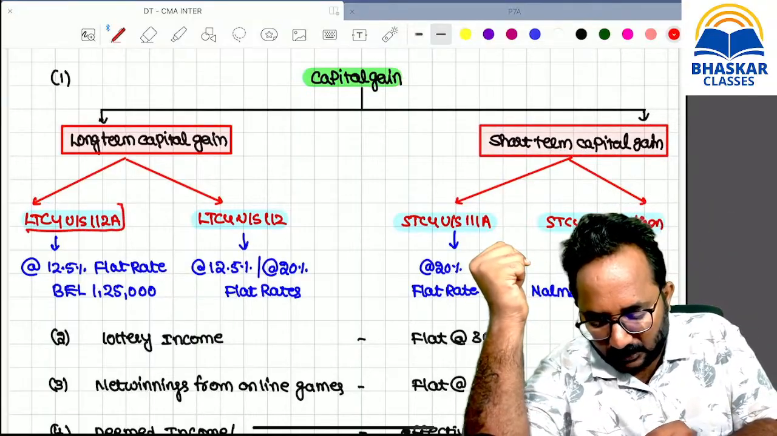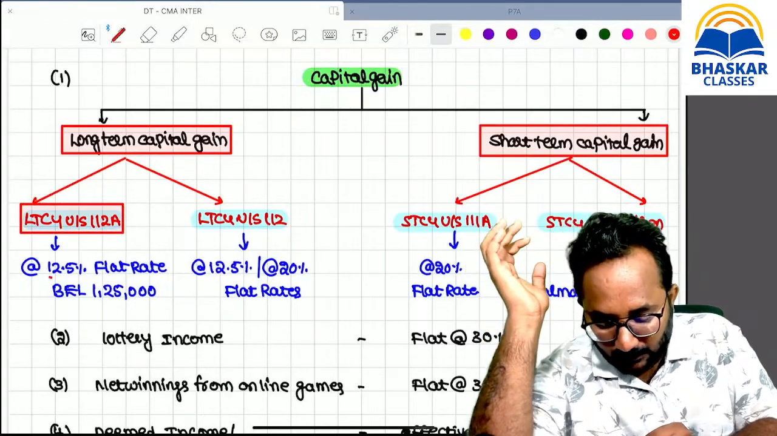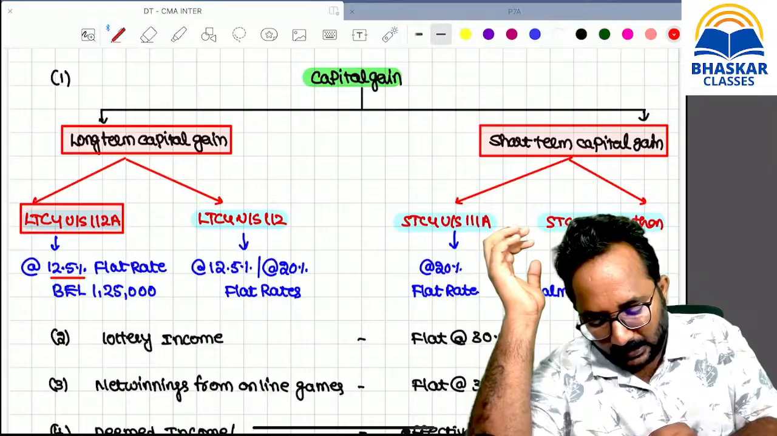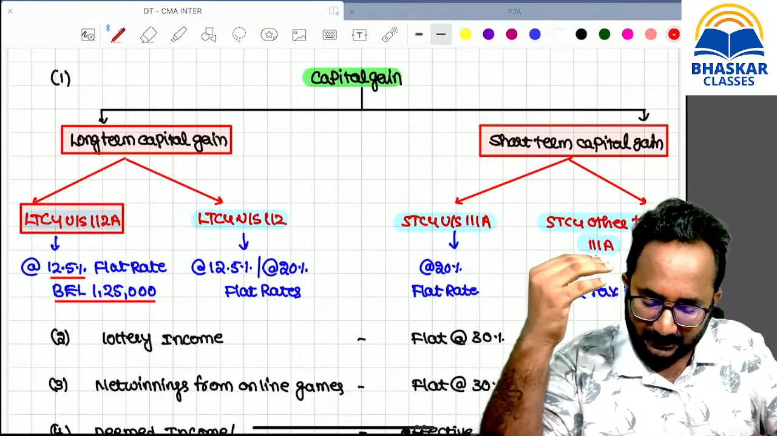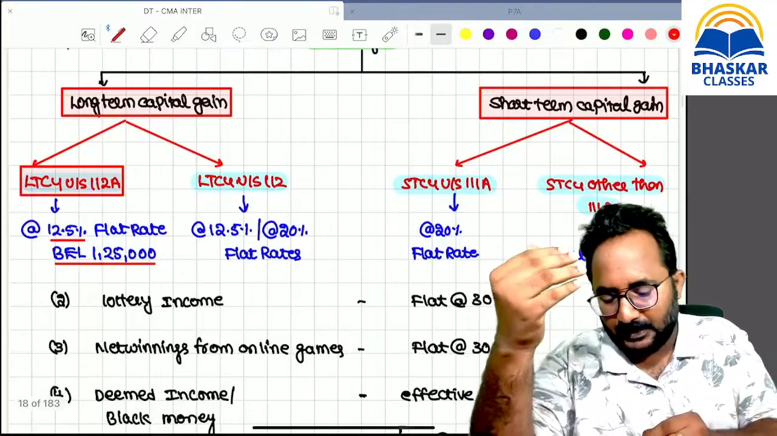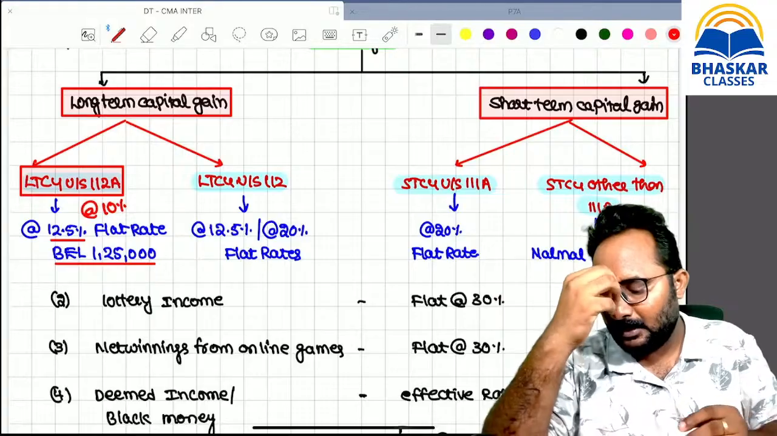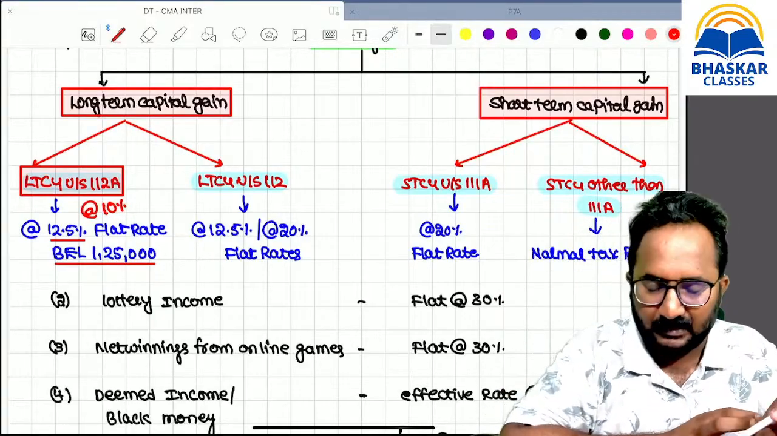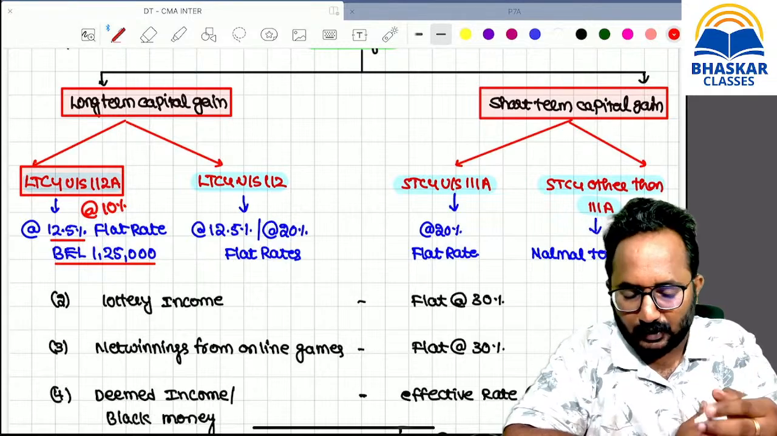Long-term capital gain under 112A. What is the tax rate? Under 112A it is 12.5% flat, with an exemption of 1 lakh. The 1,25,000 is a basic exemption limit, 12.5%, and we have 10% also, but I will tell you later when we can levy the 10%, when we can levy the 12.5%, and when we can apply the 1,25,000.